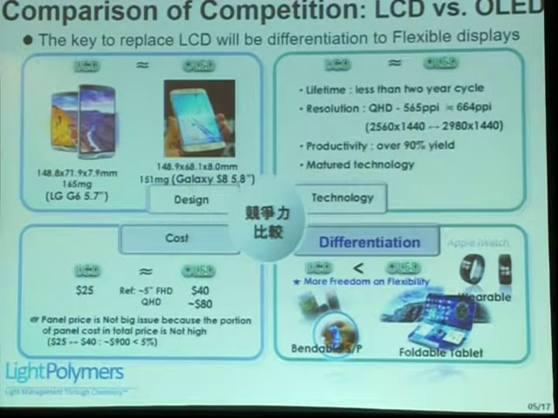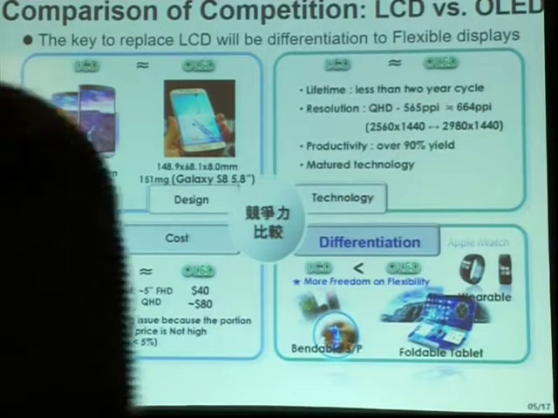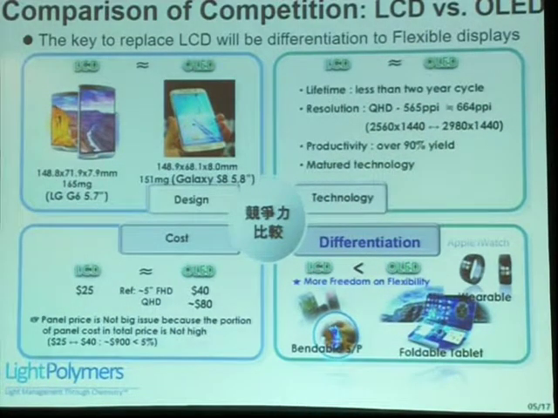In technology, OLED mobile technology is already matured. The production yield is higher than 90% at Samsung Display. I don't know about the Chinese companies. For the cost, LCD is $25 US for the quad high density resolution. By the way, the price of the OLED panel ranges from $40 to $80, depending on rigid or flexible OLED. The rigid case is $40.